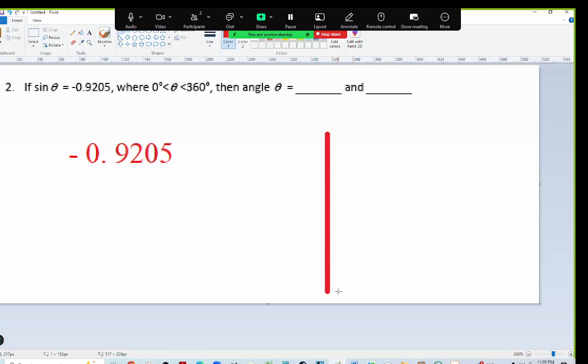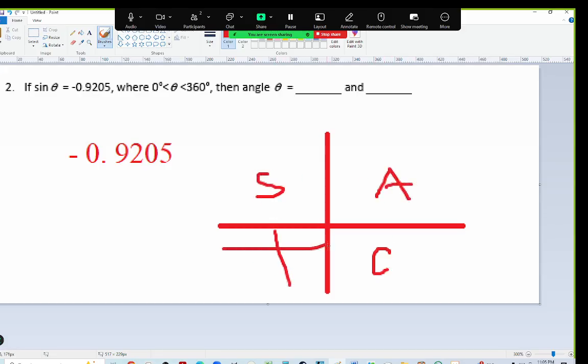We're going to draw our Cartesian graph. Cartesian graph. C, A, S, T. Where is sine negative? Sine is negative on the C and the T, that's right. So that means we're going to be dealing only with these two quadrants.